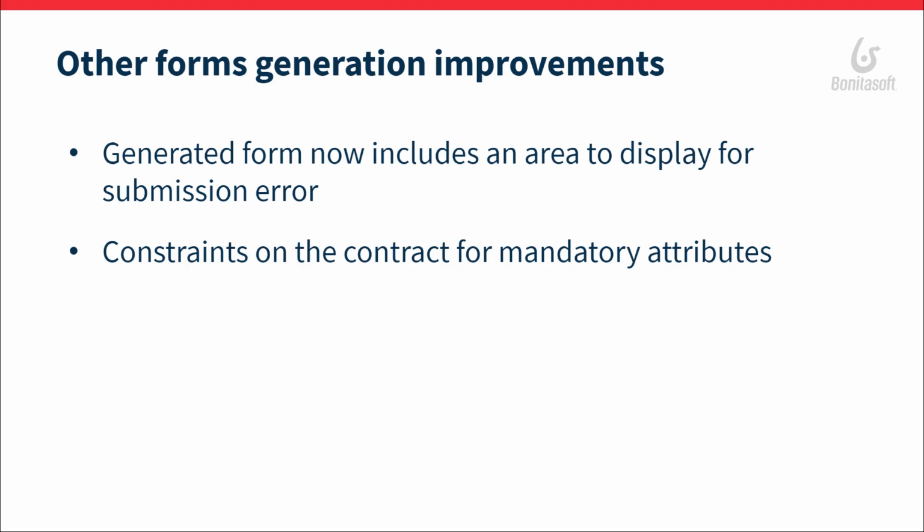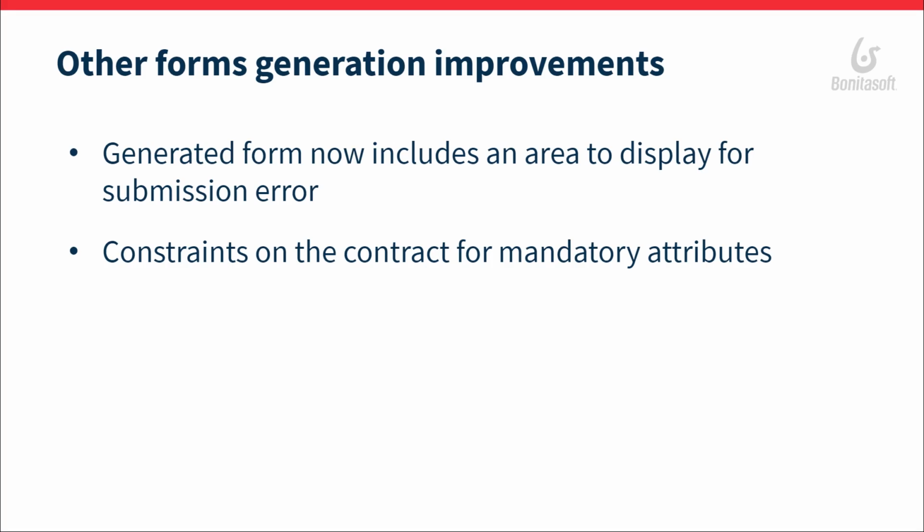And we also generate some validation rules on the mandatory attributes of the contract. So we accept null value for any attribute of the contract for a complex data. But if there is a mandatory attribute, we have a constraint that will perform the validation.